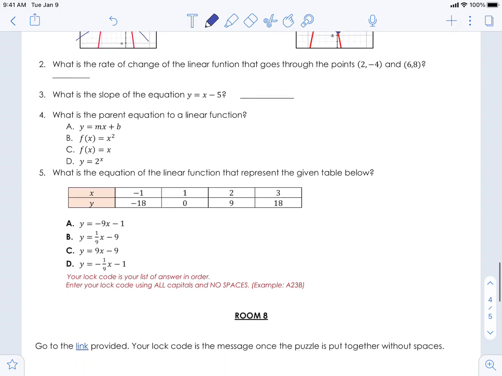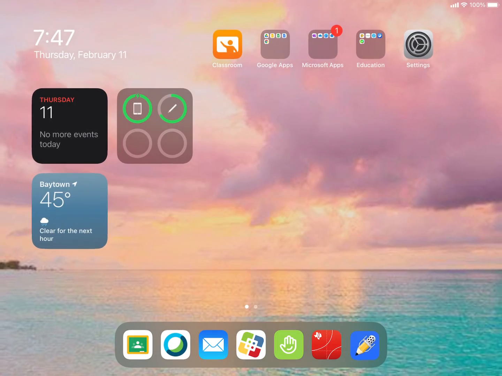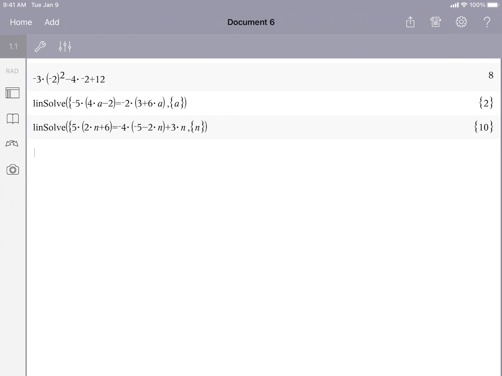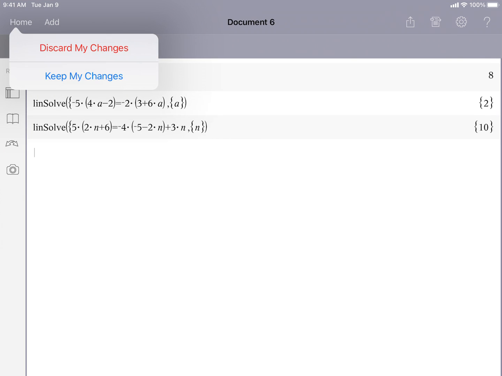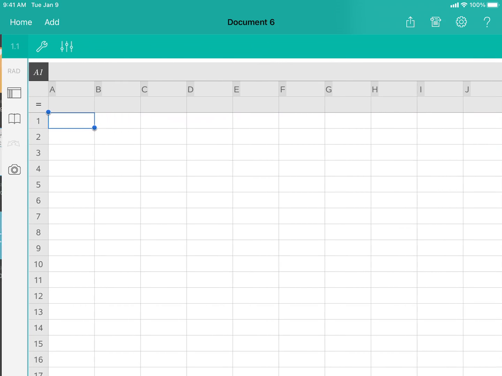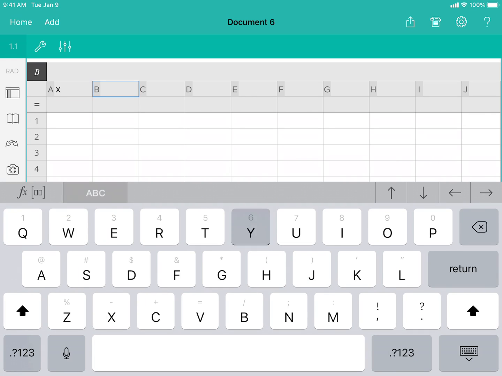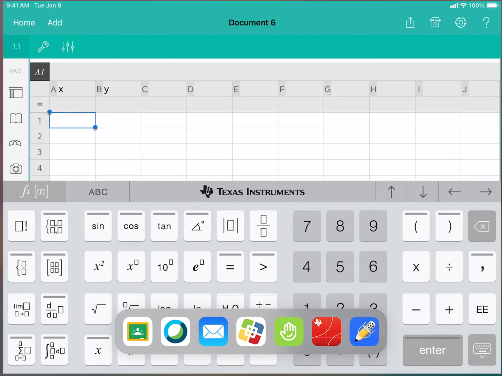Okay, now this one is all calculator. So these 2 or 3 are all calculator. So I'm going to switch over to my calculator. And I'm going to go ahead and go over to lists and spreadsheets because that's what we're going to end up needing. So I'm going to go ahead and start setting it up. So X goes here, Y goes with B, and then we just need our points. So I'm going to put the notes on top.